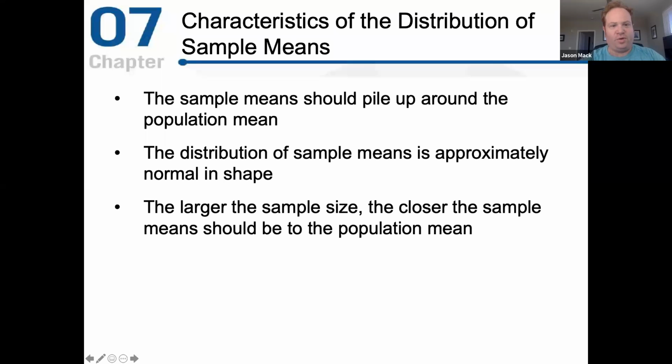All right, so characteristics of the distribution of the sample means. The sample means should pile up around the population mean. Play with that dance of the means that I sent you. That will show you exactly what I'm talking about. There's a link posted in the news items. The distribution of the sample means is approximately normal in shape. The larger the sample size, the closer the sample mean should be to the population mean.